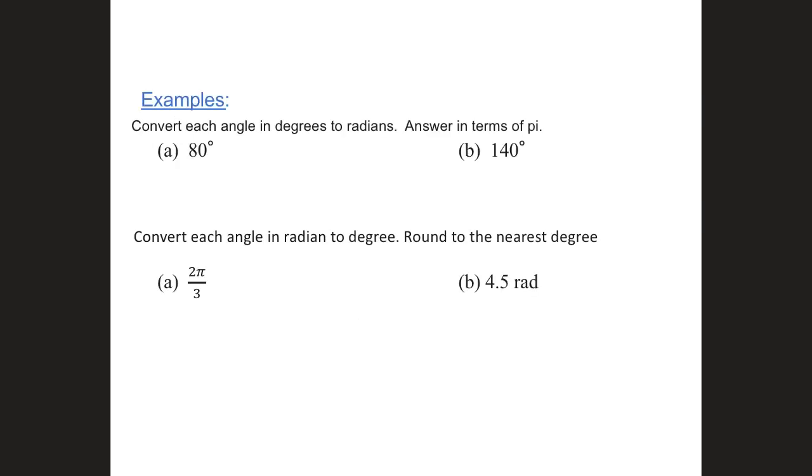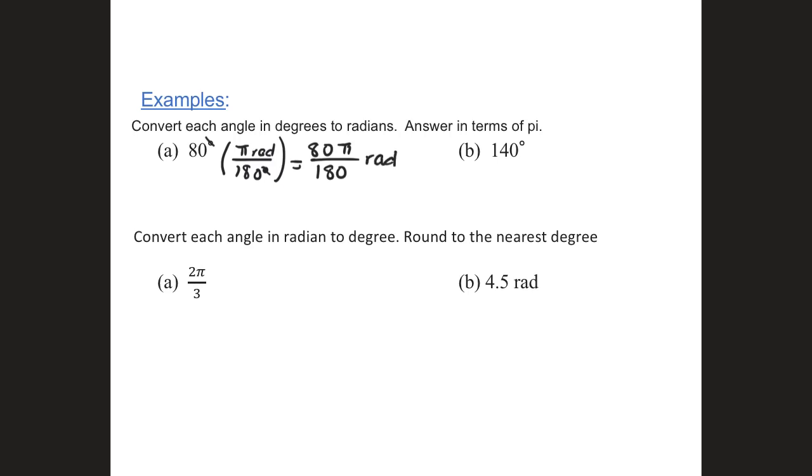Okay, so for instance, if I want to convert each angle that is in degrees to radians, and we're going to answer this in terms of pi, then to cancel out the degrees, I want to multiply by the fraction. I have 80 degrees, and I'm going to multiply this where 180 degrees is on the bottom so that the degrees will cancel. And so pi radians will be on top. Whenever I do this, I'm going to cancel out the unit that I'm getting rid of, and I'm going to multiply straight across. So I have 80 pi over 180. And this is now in terms of radians.